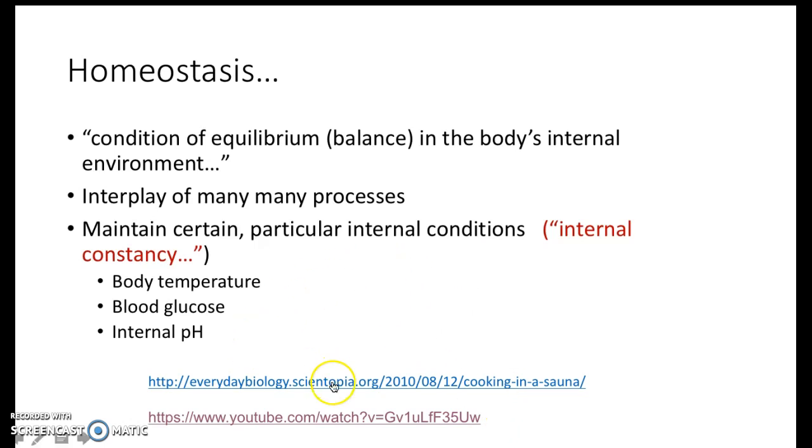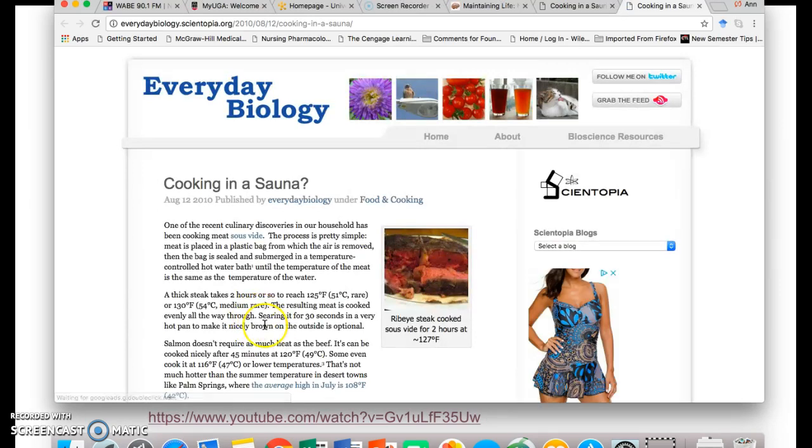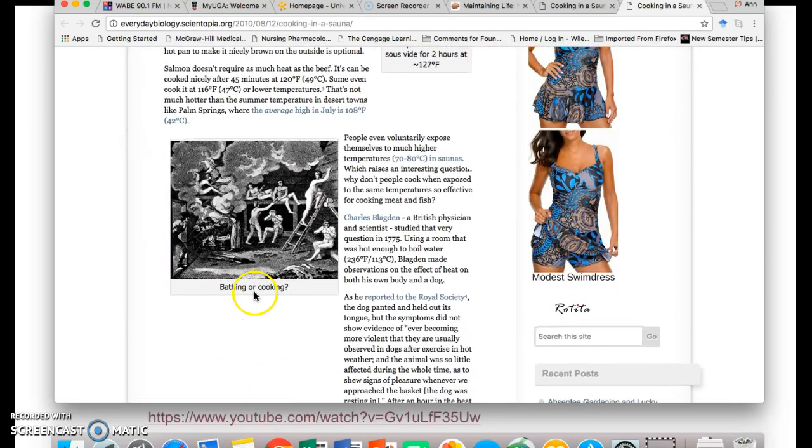This second link is a blog, not a newsreel, Cooking in a Sauna, but this particular author outlines an experiment done by Charles Blagden in 1775 when he had a room that was heated to a temperature sufficient to boil water. He had several helpers in this room with him. He had a dog, he had a steak, and he had some eggs.